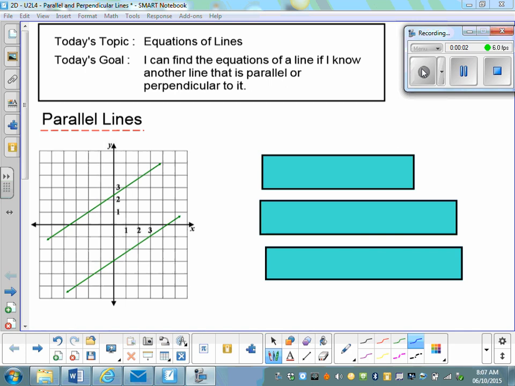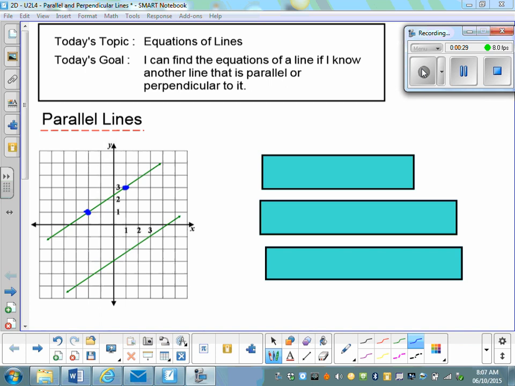Hi guys, today we're going to be taking a look at the relationship between parallel and perpendicular lines and their equations. So when it comes to parallel lines, we know that parallel lines are lines that are heading in the same direction and never meet. So if we're looking at these two parallel lines here, I'm just going to find the slope of these two lines.